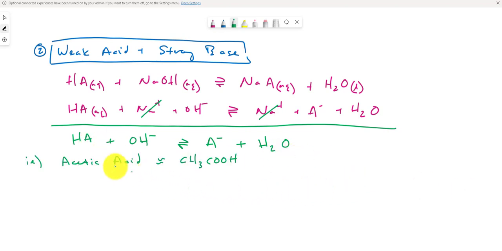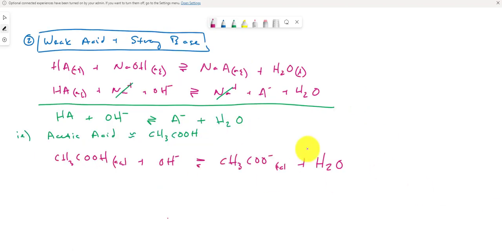So let's look at a specific example of a weak acid and a strong base, and we'll use acetic acid, which is what vinegar is, and this is the molecular formula for acetic acid. So the net ionic equation then for acetic acid plus some strong base, we'll just write OH here, is going to be the conjugate base, which is the acetate ion, in pure water.